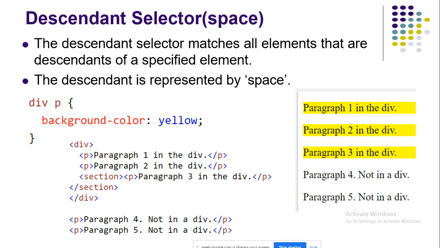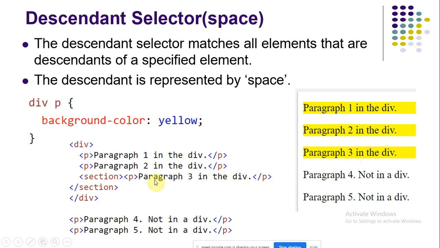So if you want to select all paragraphs inside a div element, you can apply this descendant selector, which is a space. For example, div space paragraph. When you use div space paragraph, it will select all the paragraphs that are inside the div element. Even if it is nested inside, it will be selected. See that paragraph 1 is selected, paragraph 2 is selected, paragraph 3 is also selected.